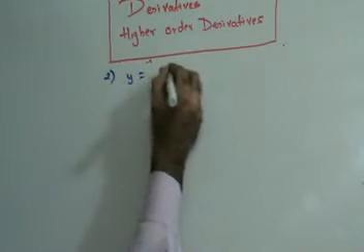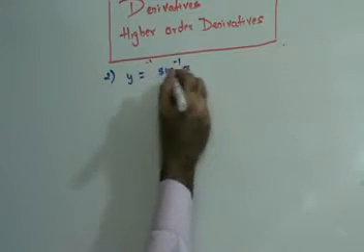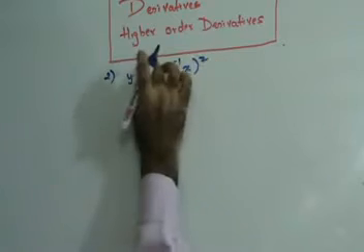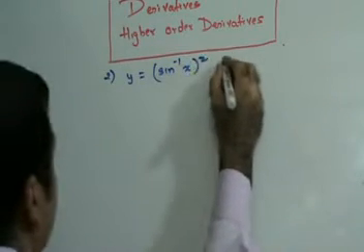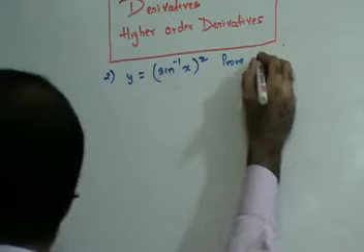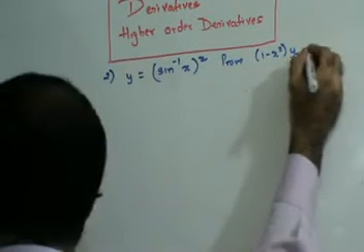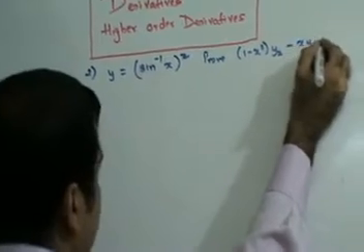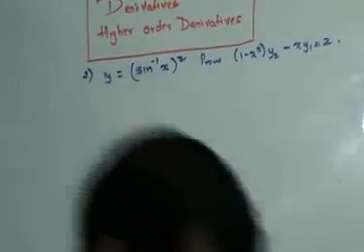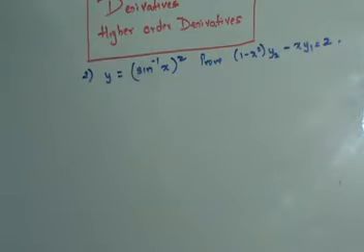y is equal to (sin⁻¹x)². You have to prove that (1 − x²)y₂ − xy₁ = 2. Let us see how we do this.